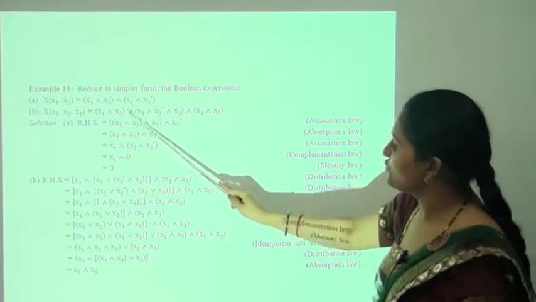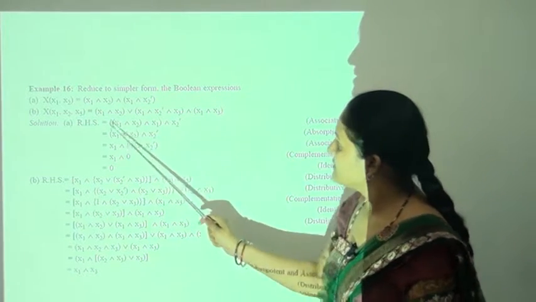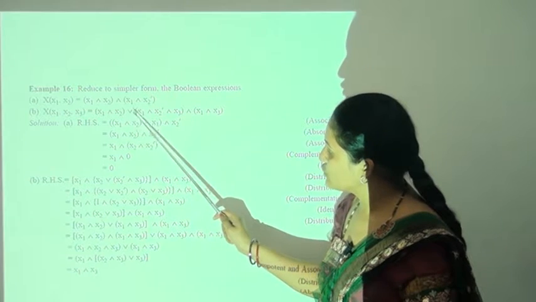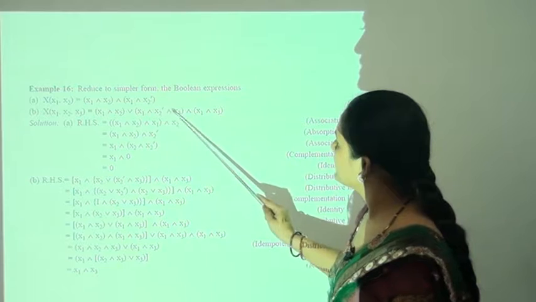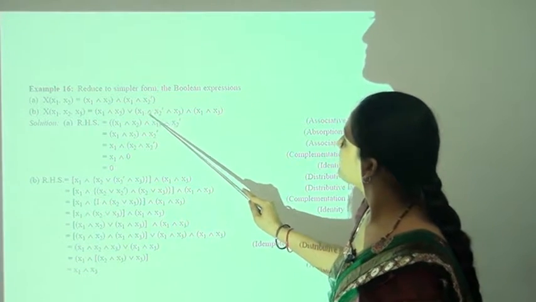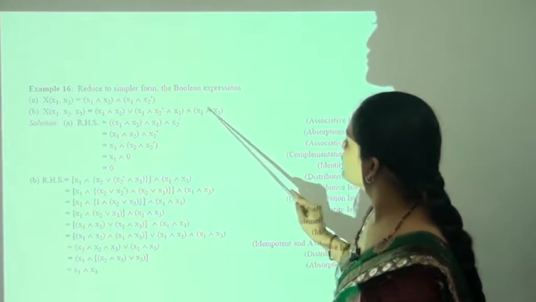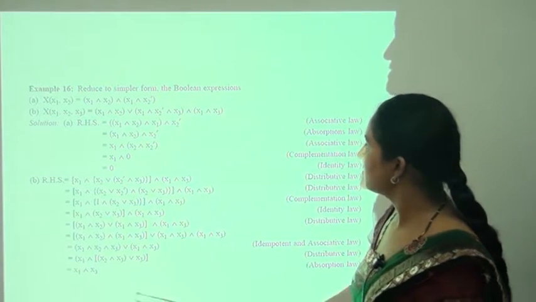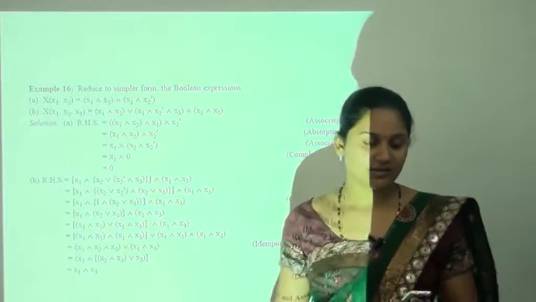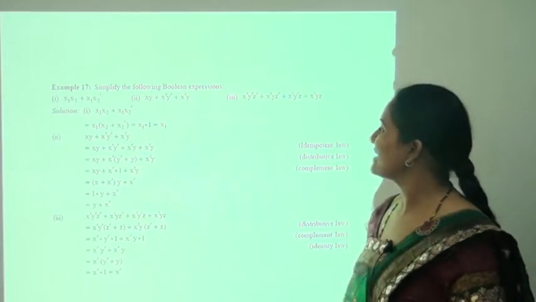Again for the second one, the right hand side is x1 meet x2 join this meet this. So from this, here x1 x3 in this 2 is repeated, so this 2 we can calculate like this and we got the result. Okay, next, this is another example.